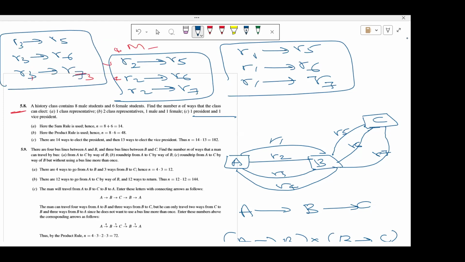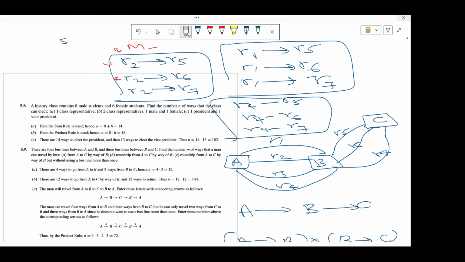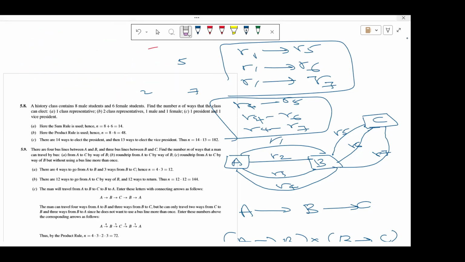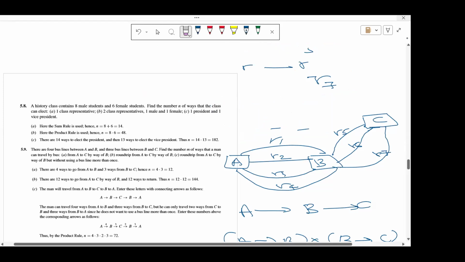These are another three ways. The last three ways: R4, R5, R4, R6, R4, R7. So these are another three ways. Altogether, 3 plus 3 plus 3 plus 3, 12 ways, right? This is how we manually find the answer. But we don't need to find the answers manually. By just utilizing the equation, you can find it easily, right? Hope you can understand, right?